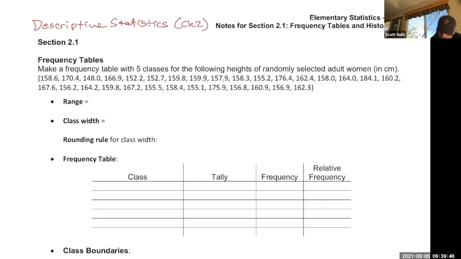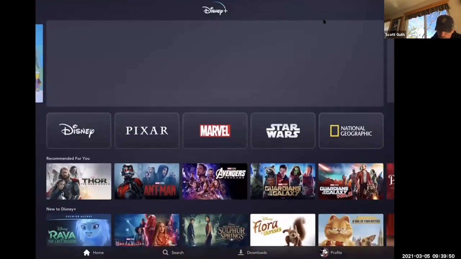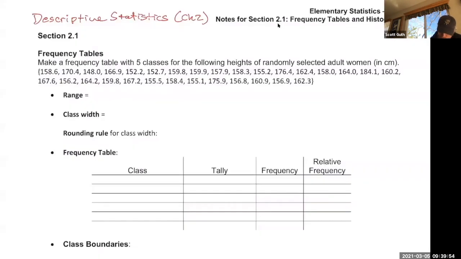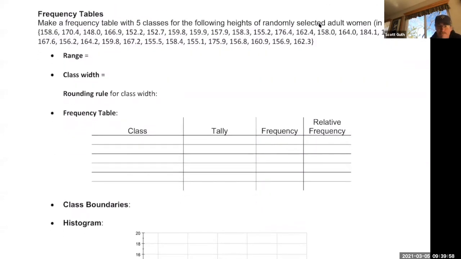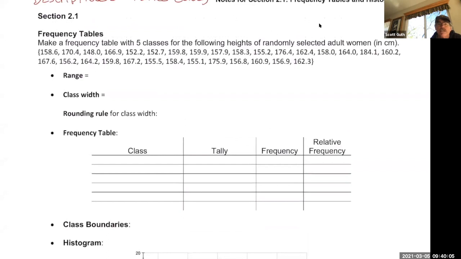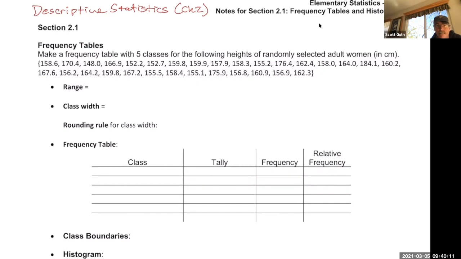Okay, so the first thing is it's asking for what's called a frequency table. Oops, I did not mean to do that. Disney Channel. There we go. Okay, so a frequency table is just a table where you put values into classes, or sometimes they're called bins. So we've got the same randomly selected adult women that we did a dot plot of last time, but this time we're going to make a frequency table, then a histogram.